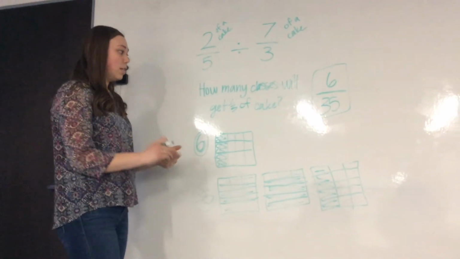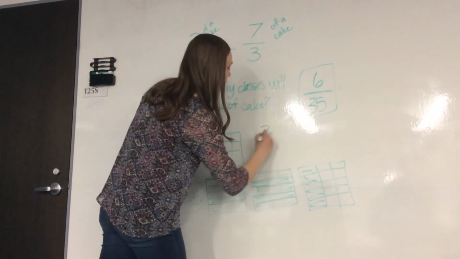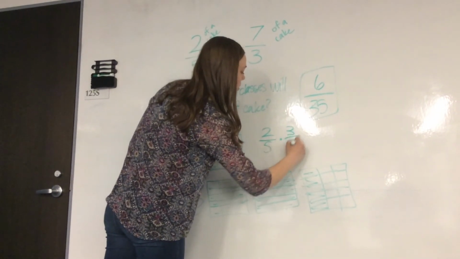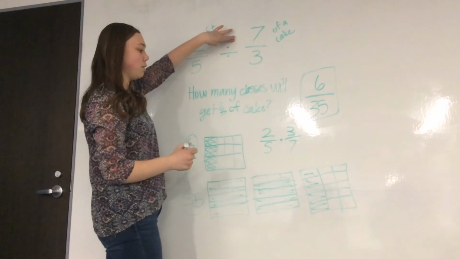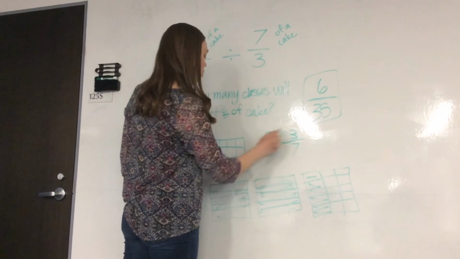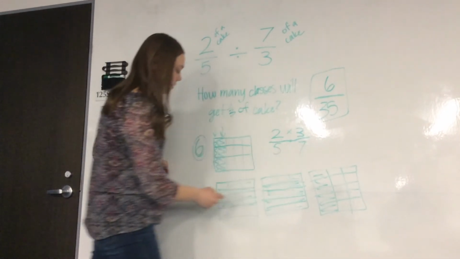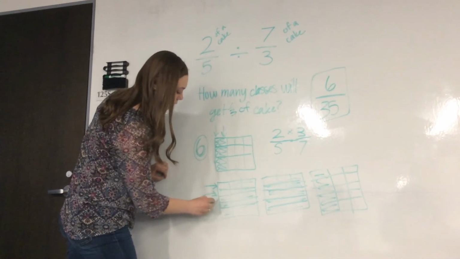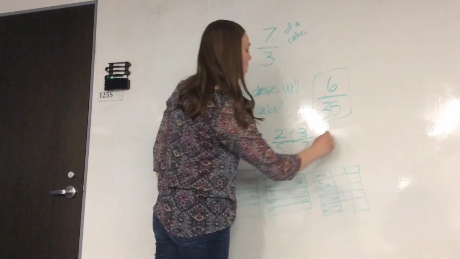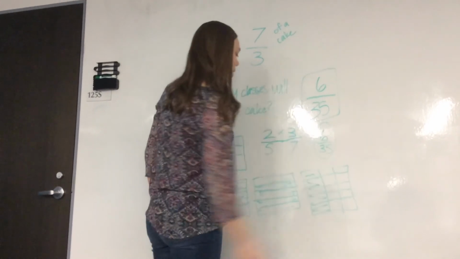And this is going to be the same as when we invert and multiply. So we have 2/5 times 3/7. We inverted this fraction, changed to multiplication, and now we're going to multiply across. 2 times 3 is the same as these 2 groups of 3, and 5 times 7 is the same as these 5 groups of 7. So then we multiply across and we get 6/35. And that's going to be your final answer.